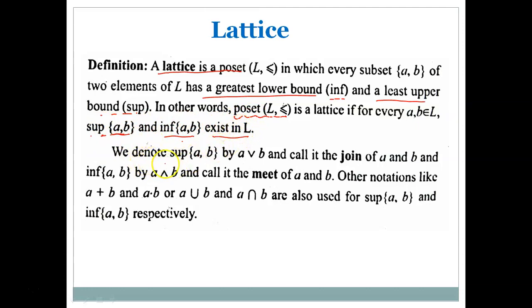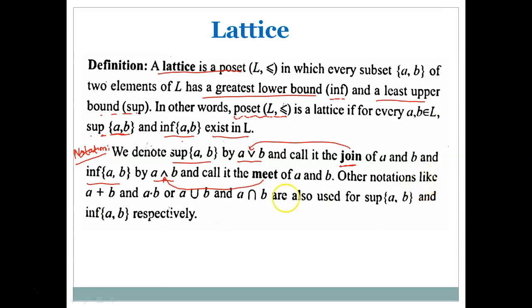So we denote the supremum, this is some notation for supremum and infimum. Whenever we talk about a lattice, generally the supremum of a pair of two elements is denoted by a join b. We call this symbol join, a join b. And the infimum is denoted by a meet b. This symbol we call meet, a meet b.